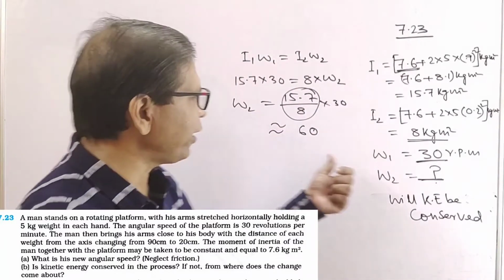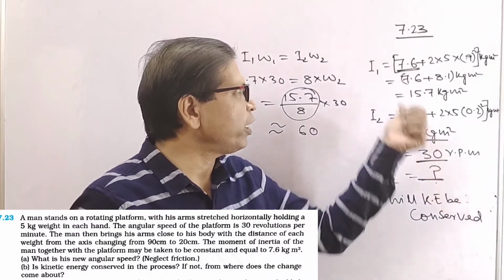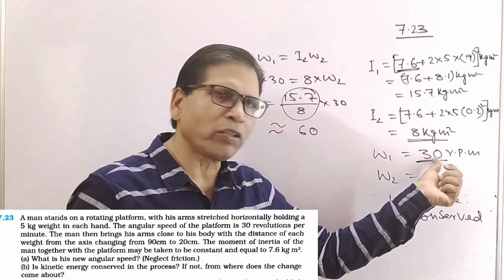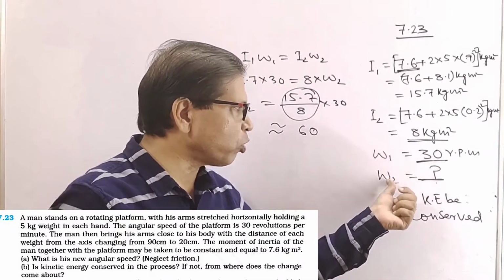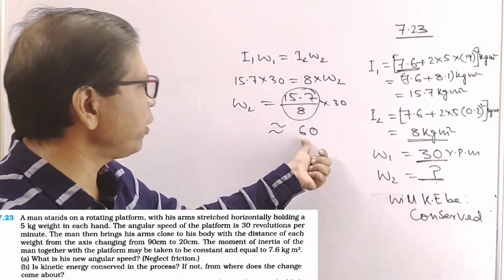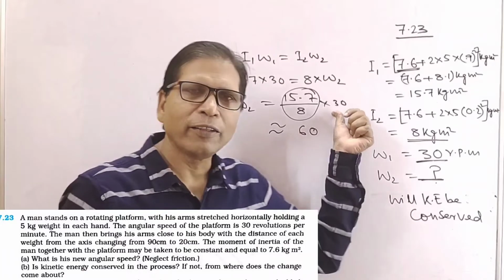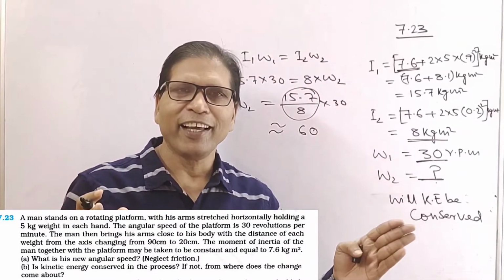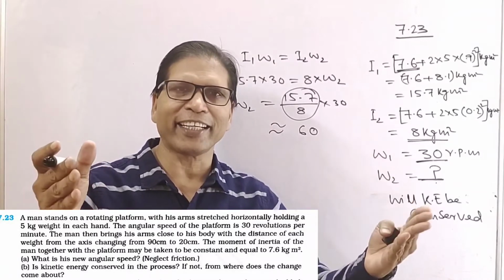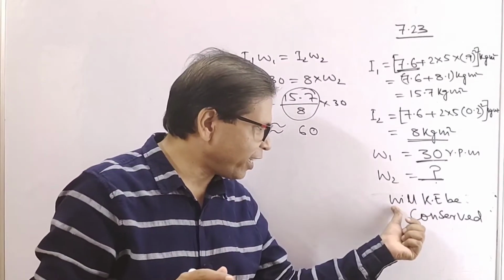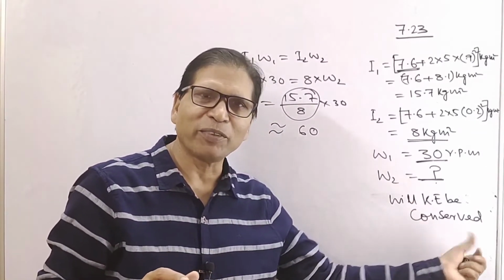Now the initial kinetic energy is half I1 omega 1 square. The final kinetic energy is half I2 omega 2 square, and as the angular velocity is almost double that of the initial, the final kinetic energy is more than the initial kinetic energy. So kinetic energy is not conserved.